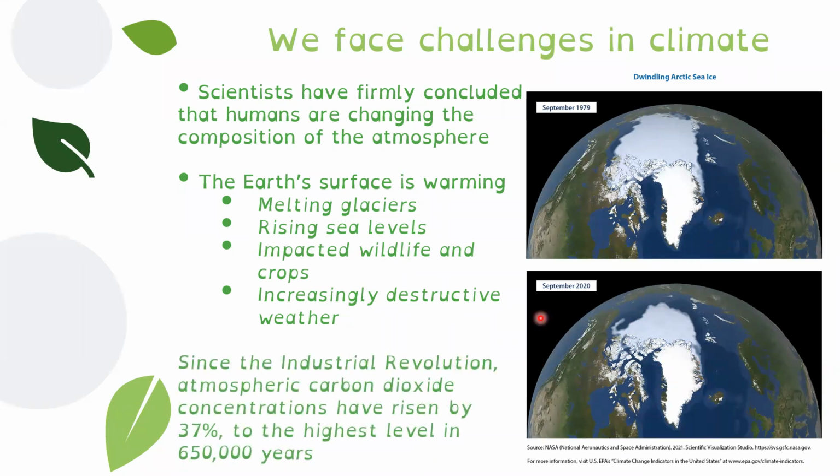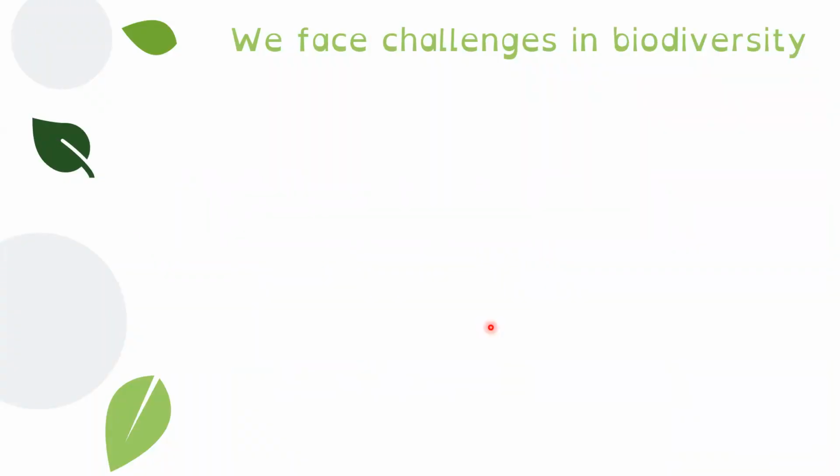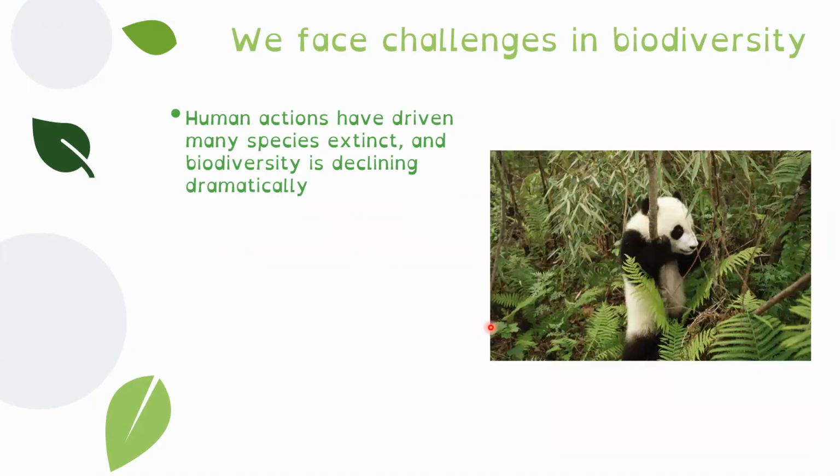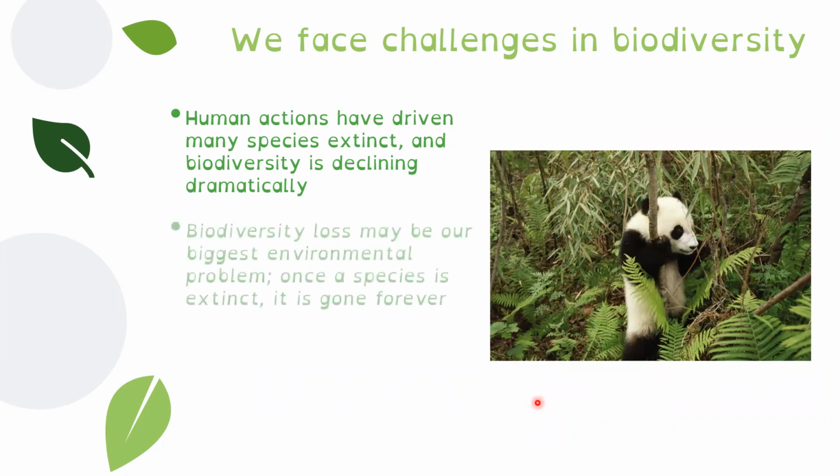Since the Industrial Revolution, atmospheric carbon dioxide concentration has risen by 37% to the highest level in 650,000 years. That's pretty dramatic and is going to have some pretty dire consequences. We also face challenges in biodiversity. Human actions have driven many species extinct, and biodiversity is declining dramatically. Biodiversity loss may be our biggest environmental problem because once a species is extinct, it is gone forever. We can't recover it.